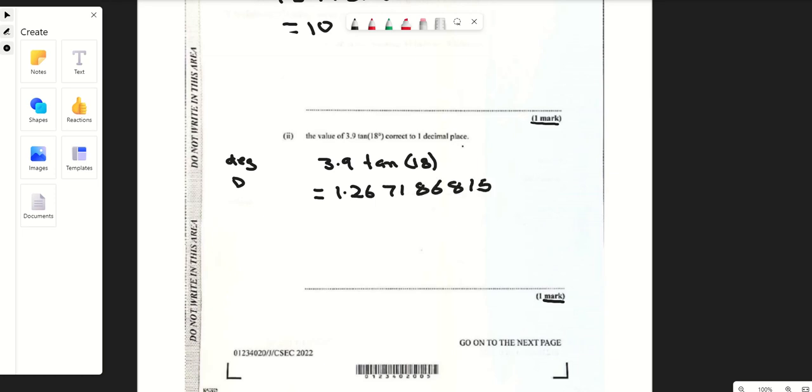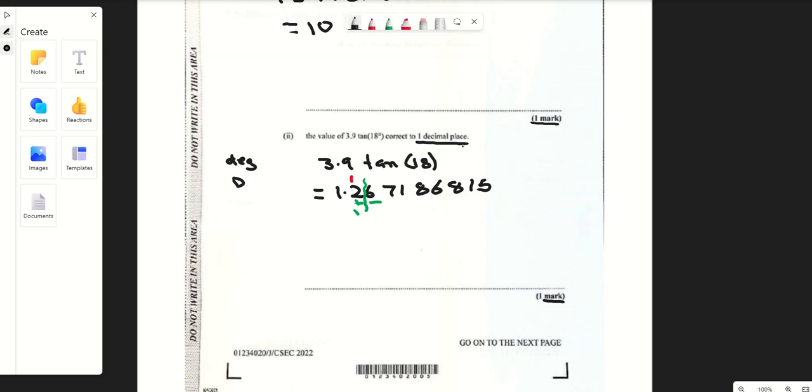1.267186815. Right? Now, they want it to one decimal place. So you're going to count one digit after the decimal. That is the 2. And again, we're going to draw a line after one decimal place. We draw that line so that we can ask ourselves if the number after the line, which in this case is 6, is 5 or more. This 6, yes, it is more than 5. So you're going to add 1 to the 2, or the digit in front.